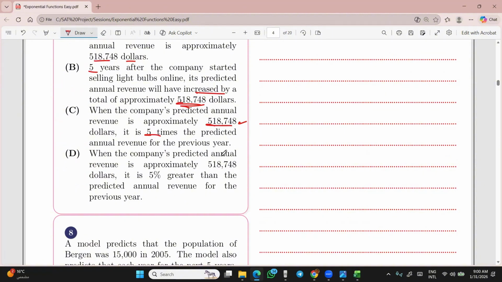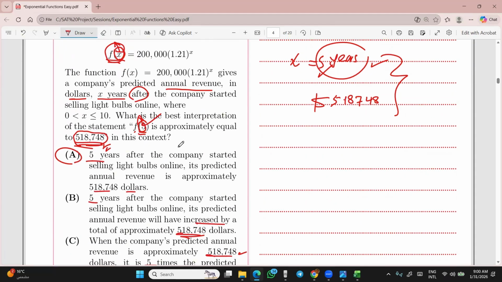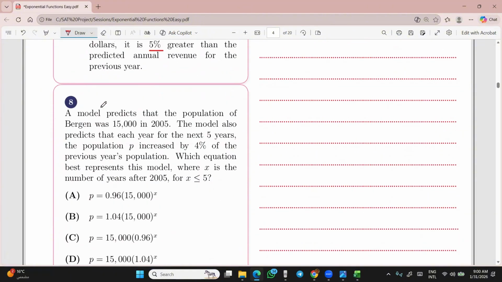D, when the company's predicted annual revenue is approximately this amount of money, 5%, no, 5% is not the correct answer. 5 is instead of x, which is this number, 5 years. So x is always written in years, not percentage. The percent here is 21%, not 5%. So the answer is letter A.